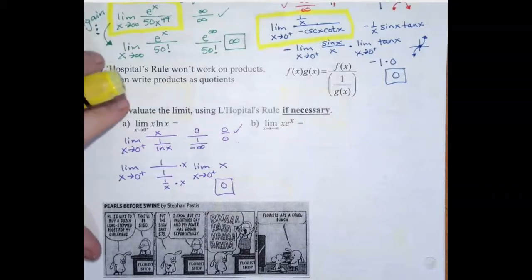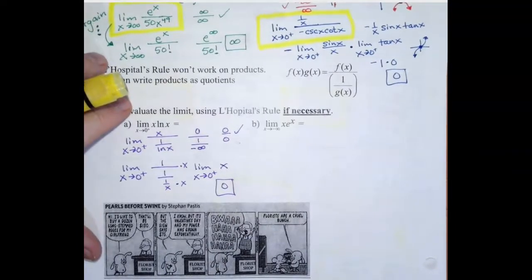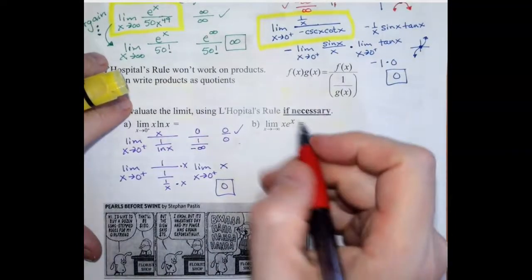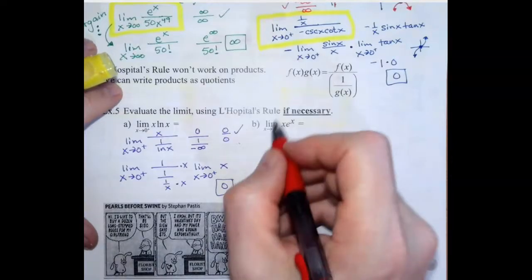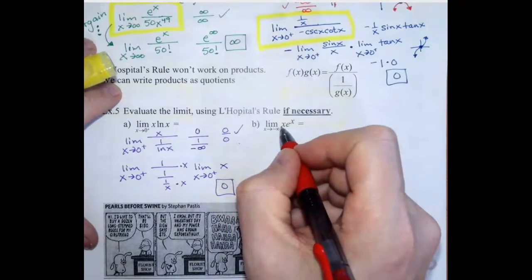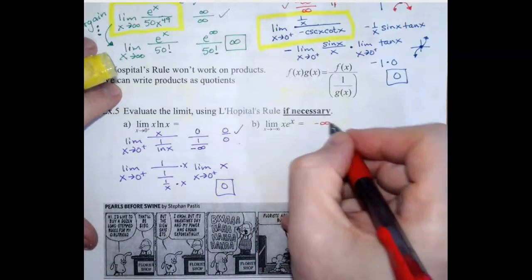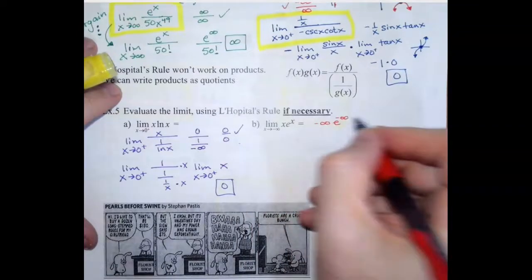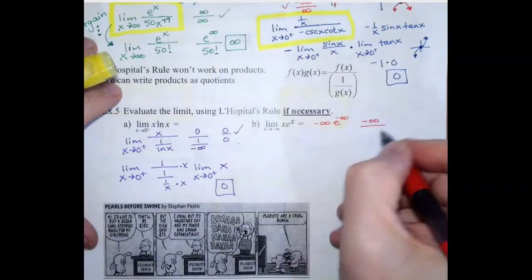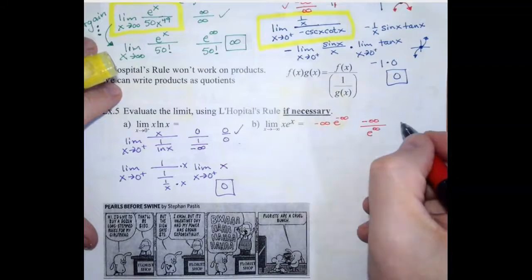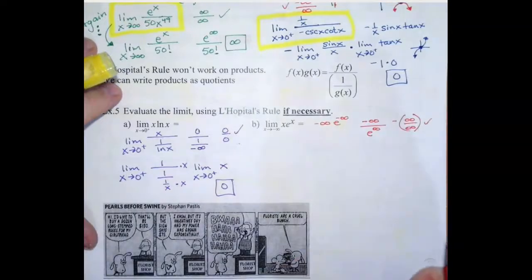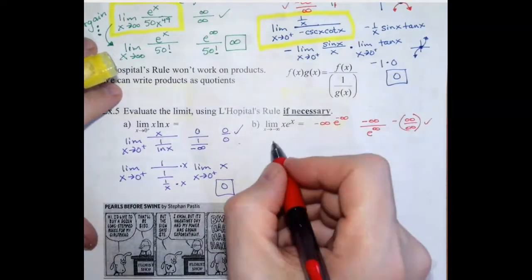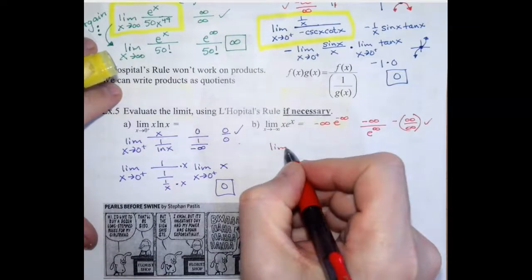And this last one, we can do the same thing. So if we plug in infinity, we would have negative infinity times e to the negative infinity, which would be negative infinity over e to the infinity, which would be negative infinity over infinity. So we can do L'Hopital's rule. But first we need to switch that to a quotient.